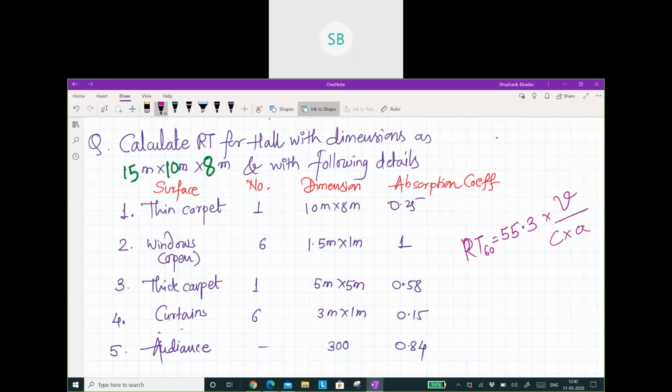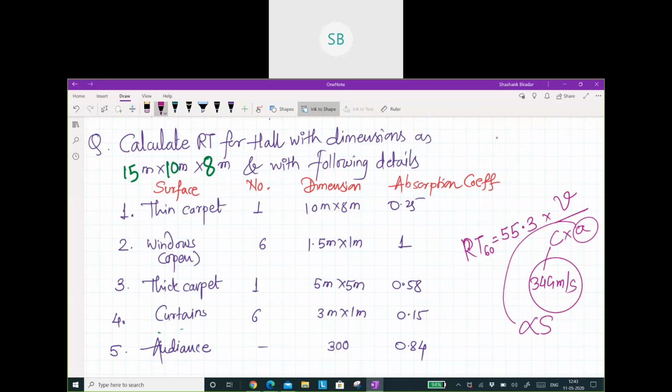Here V is the volume of the room, whether it is an auditorium or a studio. C is the speed of sound, that is 344 meters per second. A is the total absorption, where A is nothing but the multiplication of alpha into S. So what is the S? S is the various types of surfaces.